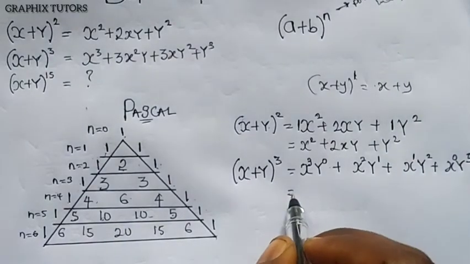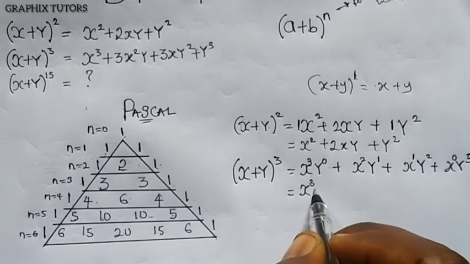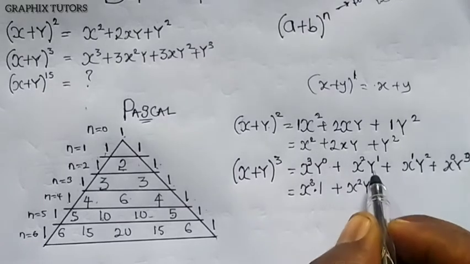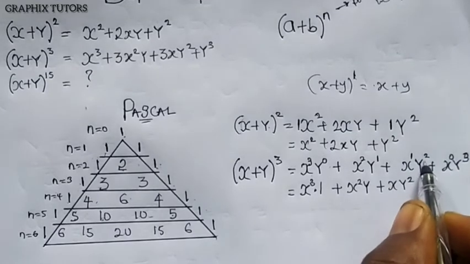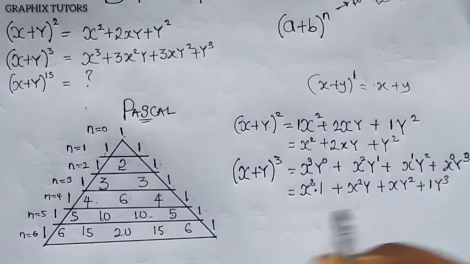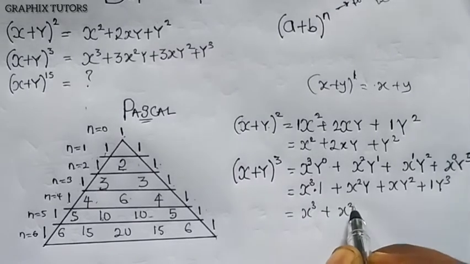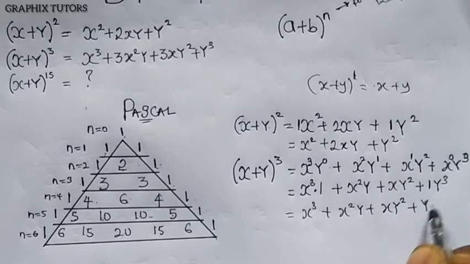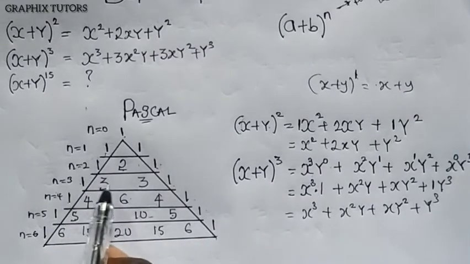So this will now give me x cubed, since anything to the power 0 is 1, plus x squared y, plus x y squared, plus x to the power 0 is 1, then y cubed remaining. So this will now give me x cubed plus x squared y plus x y squared plus y cubed. The coefficients of power 3 are 1, 3, 3, 1.